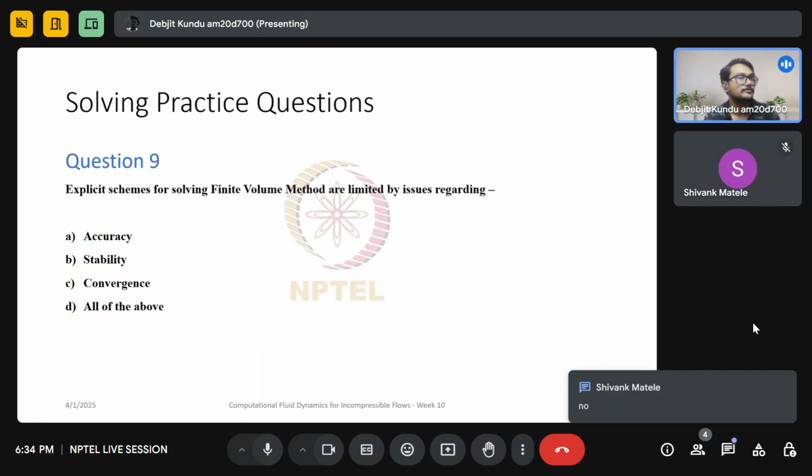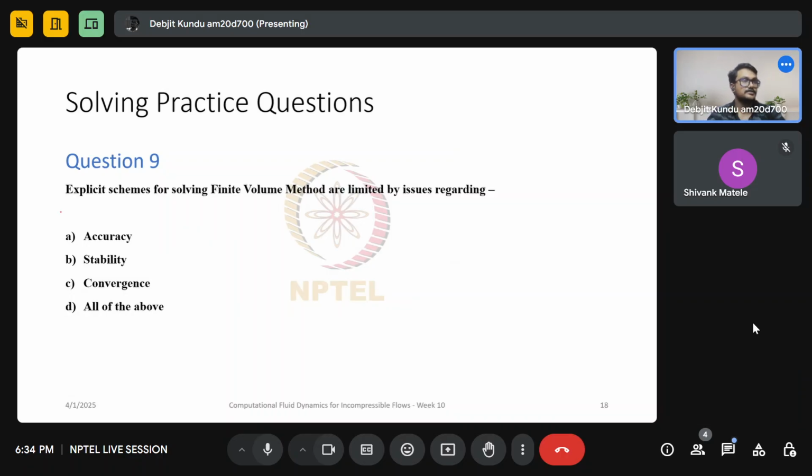Move on to question number 9, which is asking us explicit schemes for solving finite volume method are limited by issues regarding what? So what are the disadvantages of using explicit schemes? Is it option A, accuracy? Is it option B, stability? Is it option C, convergence? Or is it option D, all of the above?